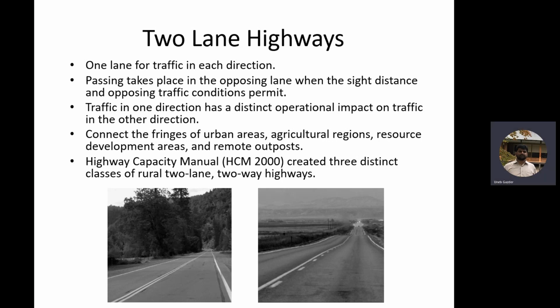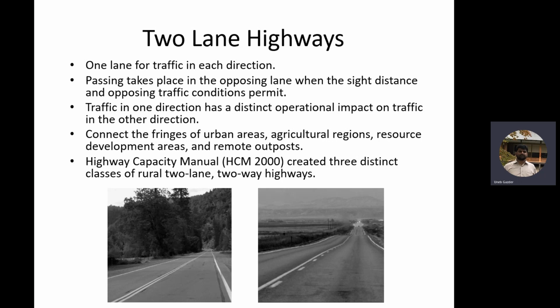Two-lane highways can be used in the periphery. Fringes means boundaries, outside areas. They can be used in agricultural regions, resource development. You have some mining sites somewhere. Sometimes they put these tech industries and these things. So these are resource development areas, or you can have, in some cases, military posts, or something like this, which is very far. Again, all the examples are mainly for the areas which are outside the city.